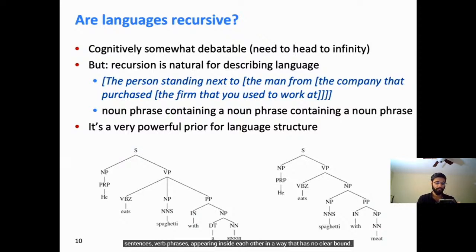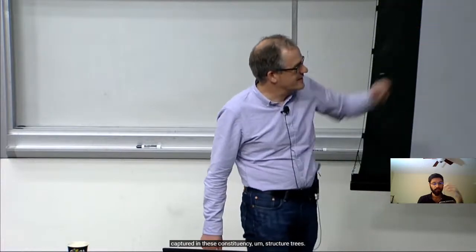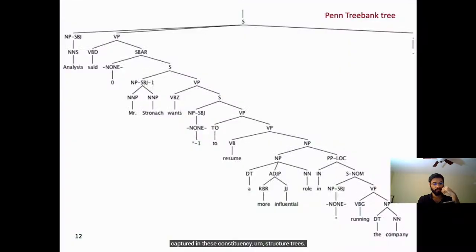in a way that has no clear bound. Like to the extent that I show you a complex sentence, you can say, I can make that an even bigger, more complex sentence by putting it inside, you said to me that, and then saying my sentence, right? So that's a sense in which it does appear to be a recursive generative process, even though practically there are limits to how complex sentences people say. And so that's the kind of structure that gets captured in these constituency structure trees.